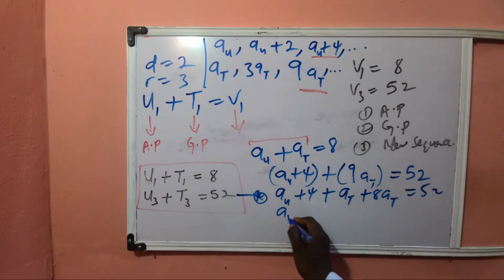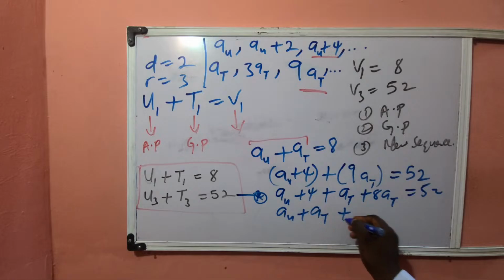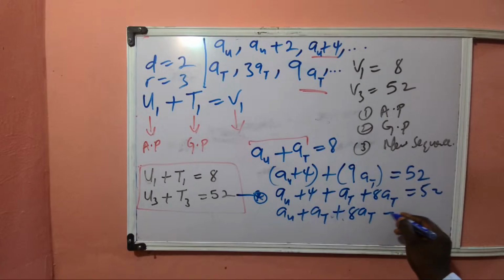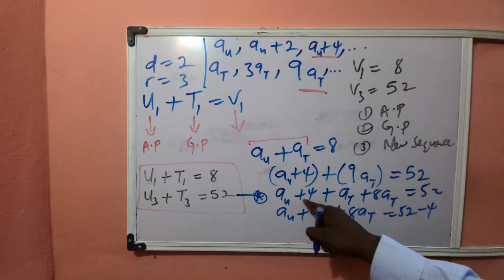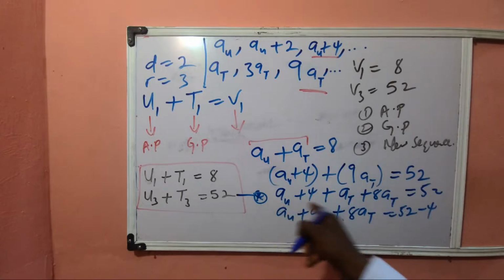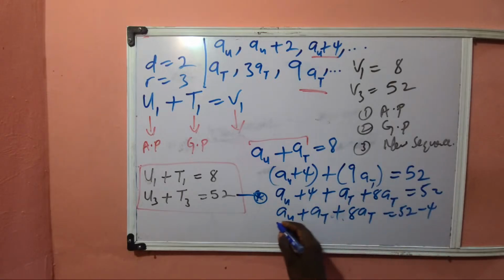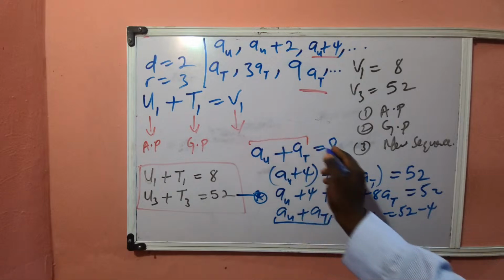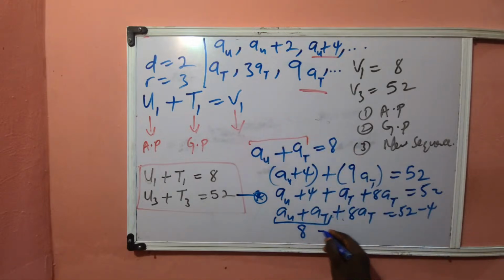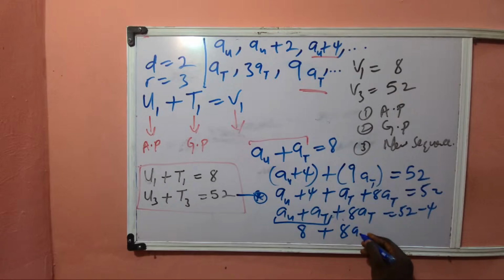So of course, I can bring this together. Let me just make it like this. Plus 880 equals to 52 minus 4. I'm bringing this 4 to this other side now, and I'm sure you can see AU plus 80 plus 880 here. So all this now, from what I have here, is equal to 8. So I can write this as 8 plus 880 equals to, this will be 48, right? This will be 48.